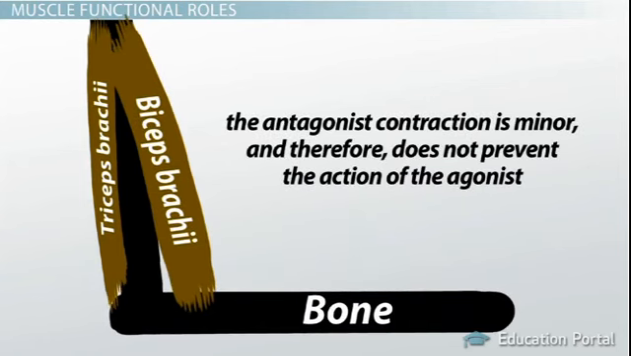Agonists and antagonists are always functional opposites. Additionally, these muscles switch roles with opposite movements. Let's take a look at an example. The triceps brachii becomes the agonist, while the biceps brachii is the antagonist when we extend our forearm.